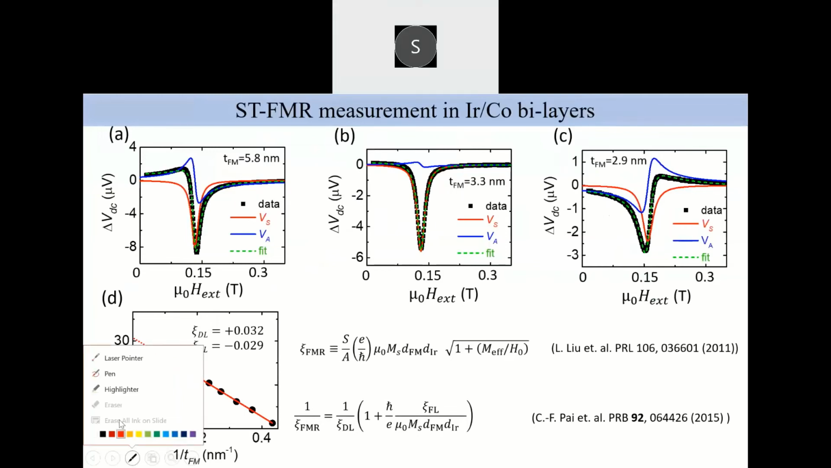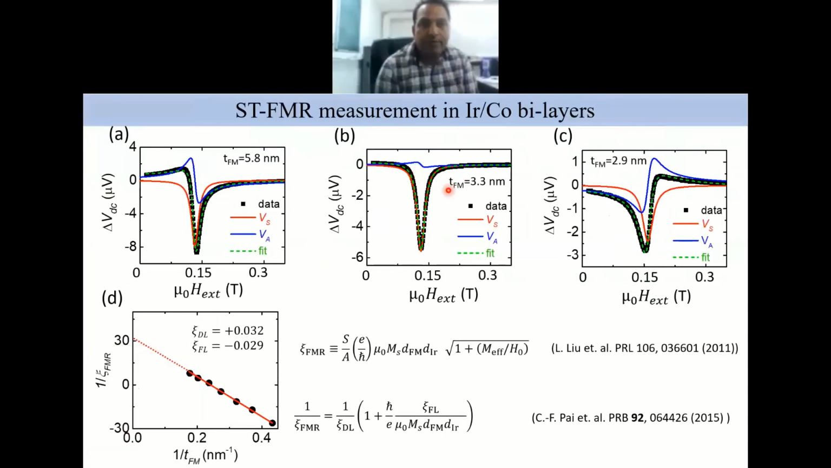So if I see this STFMR spectra for the 1.58 nanometer, 3.3 nanometer, and 2.9 nanometer, I really see a huge difference between the spectra, with just a small change in the thickness. So did you measure the RF power absorption, or how do you ensure that this spectra is coming from STFMR only? One has a symmetric component, one is a phase reversal of the anisotropic magnetoresistance.